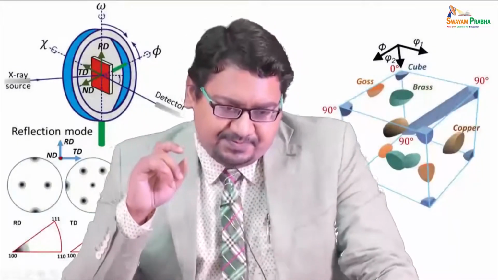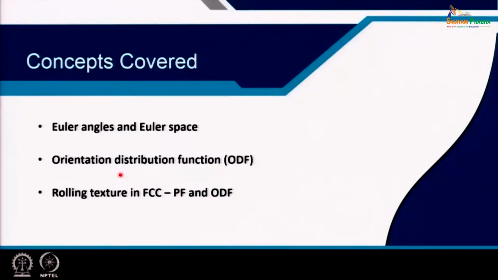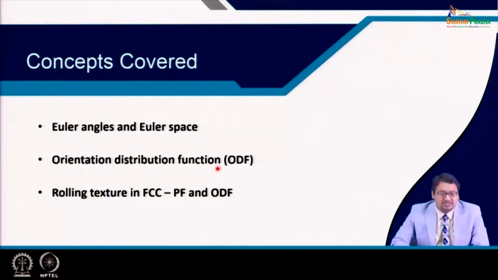Good day everyone. This is the 13th lecture, and in this lecture we will talk about Euler angles and orientation distribution functions, which is abbreviated as ODFs. The concepts that will be covered in this lecture are Euler angles and Euler space in detail, what is an orientation distribution function or ODF, and we will give you an example showing the rolling texture of face centered cubic material and relate the pole figures and the ODF and the Miller indices.